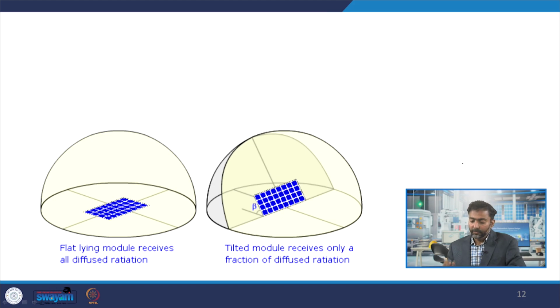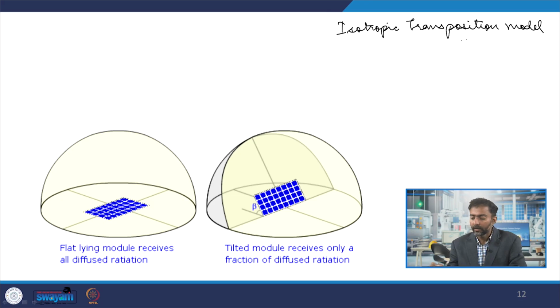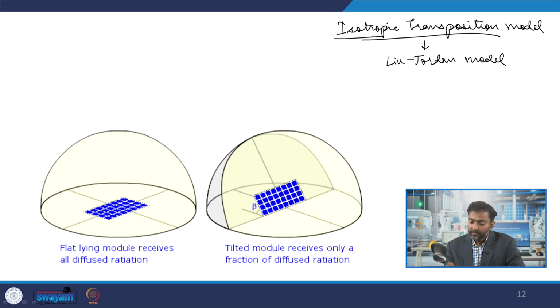So for estimating the diffused radiation, as we said, we are using an isotropic transposition model, that is the family of model which we are using, and specifically we are talking about the Liu Jordan model which we are using for our estimation. So as I mentioned earlier also, isotropic means, iso means equal, tropic means direction. So we are assuming that equal amount of radiation is coming from all parts of the sky, and that simplifies the calculation to a large extent.